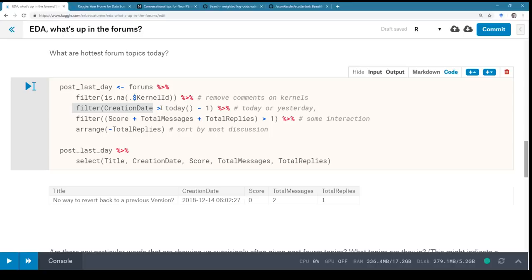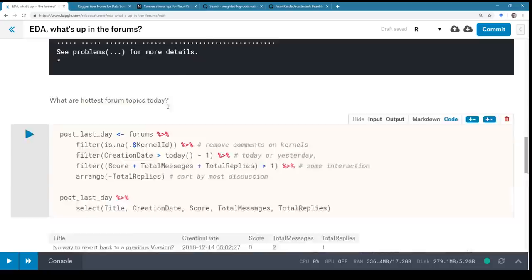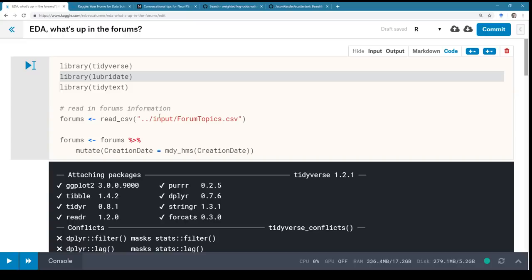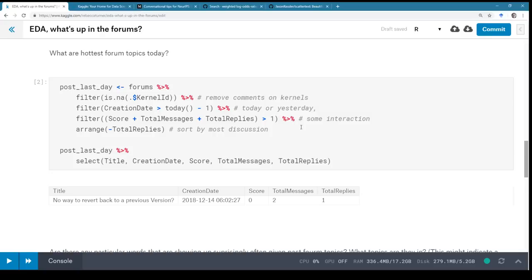And the today function is from lubridate, and when you minus one, it knows that it's a day, which is really nice. Lubridate and the tidyverse in general just have really nice functionality. And then I am looking for something that has some interaction. So someone has upvoted it, someone has replied to it, or someone has, you know, posted another message. So it's not just one person saying something, because if more people are talking about something, it's more likely that that's going to be something important. And then I'm sorting by the number of total replies.